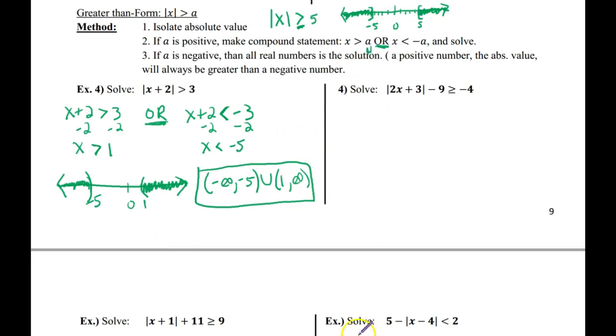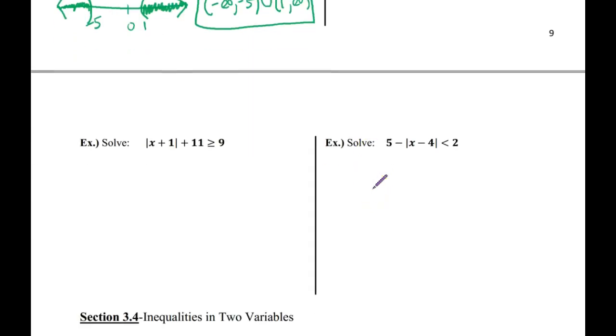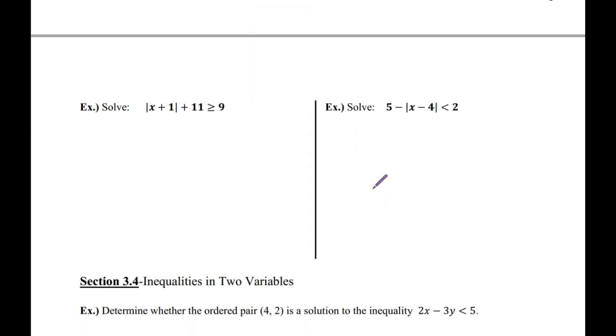Let's look at another example. Down here I have the absolute value of x plus 1, plus 11, greater than or equal to 9. Now again, I have to isolate this absolute value. I start by subtracting 11. So the absolute value of x plus 1 is greater than or equal to negative 2.